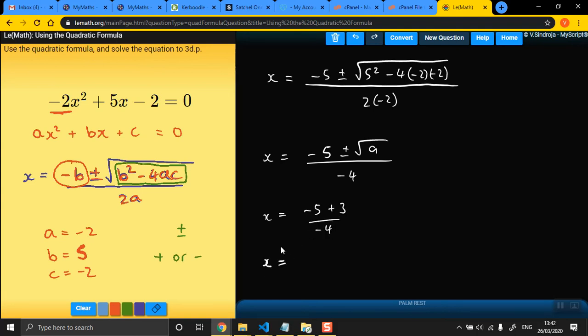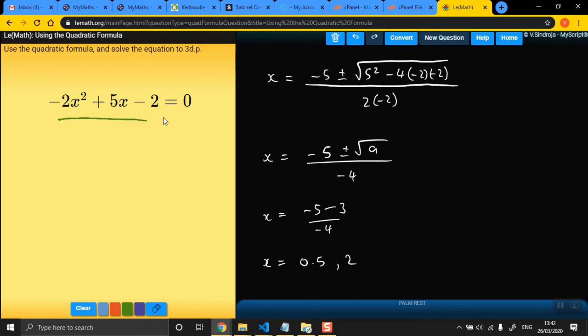So one of the answers is going to be minus 5 add 3 divided by minus 4, which is 0.5. Now, the other solution is minus 5 take away the square root of 9, which is 3. So it's going to be minus 5 take away 3 divided by minus 4, which is positive 2. They are your answers to this equation here. By the way, this equation you could have factorized, because it's possible to do that. But in another one, we'll have to round the answers to 3dp. So I'm going to show that in a minute.